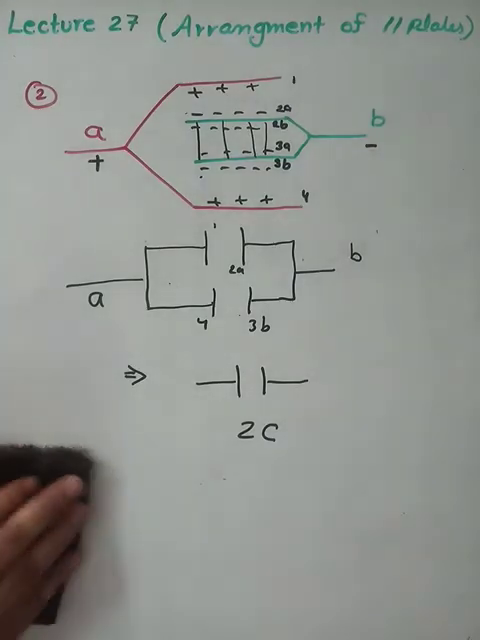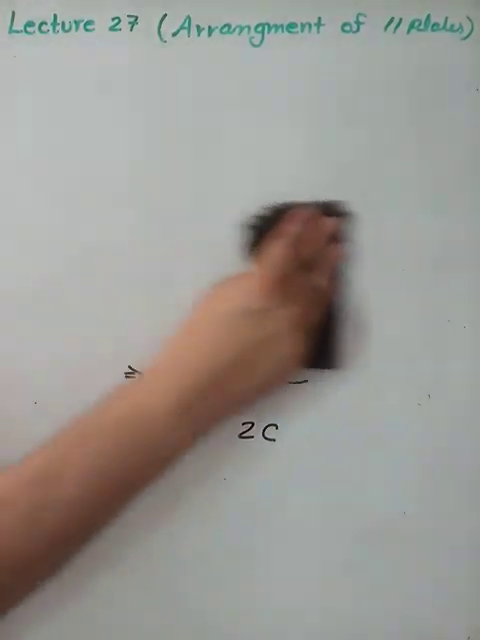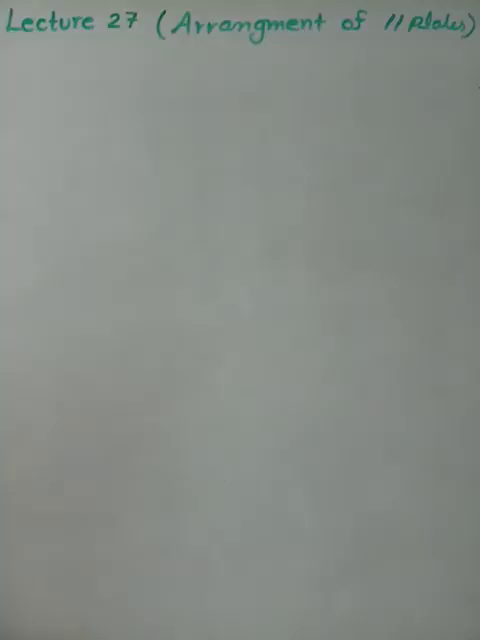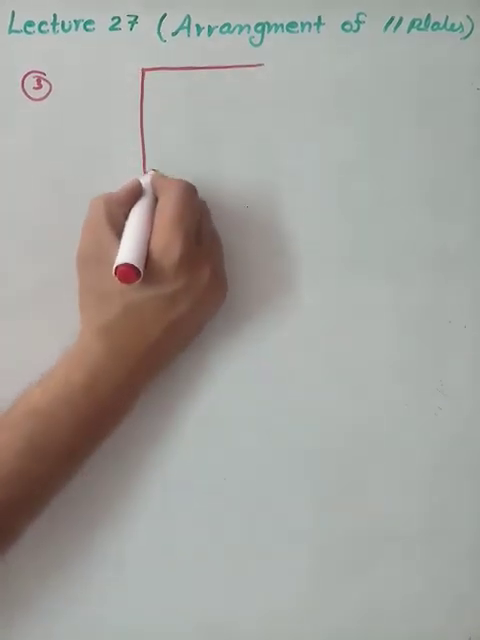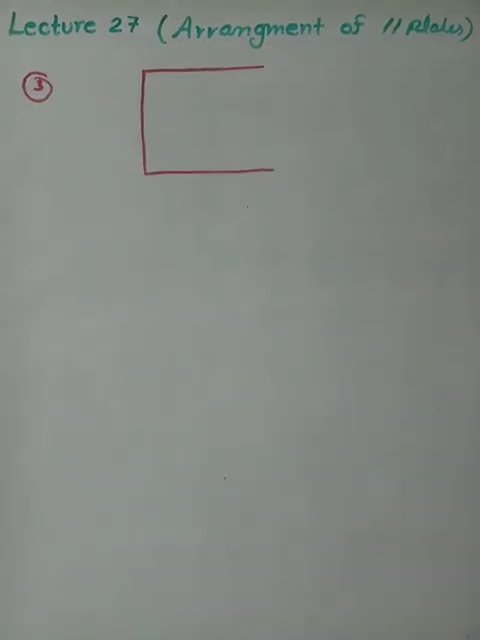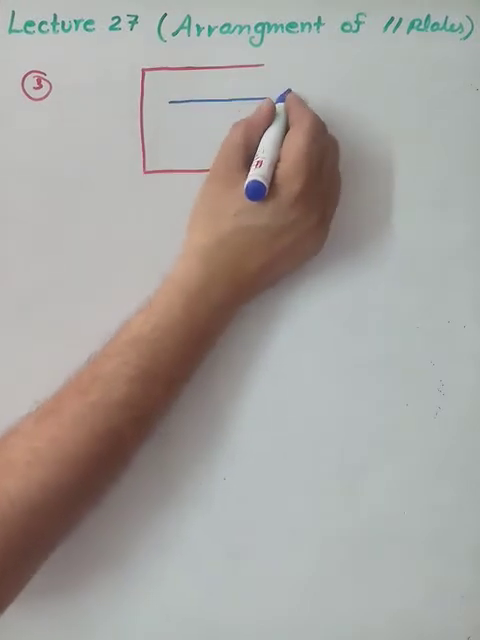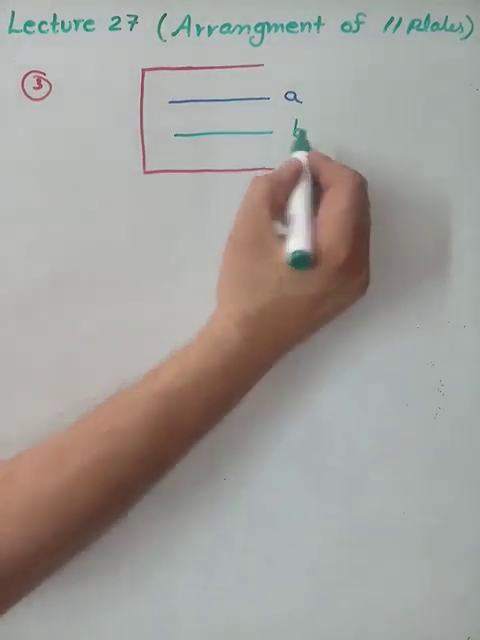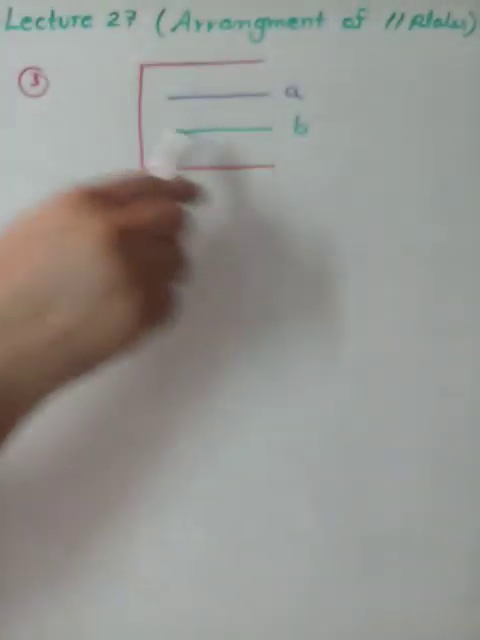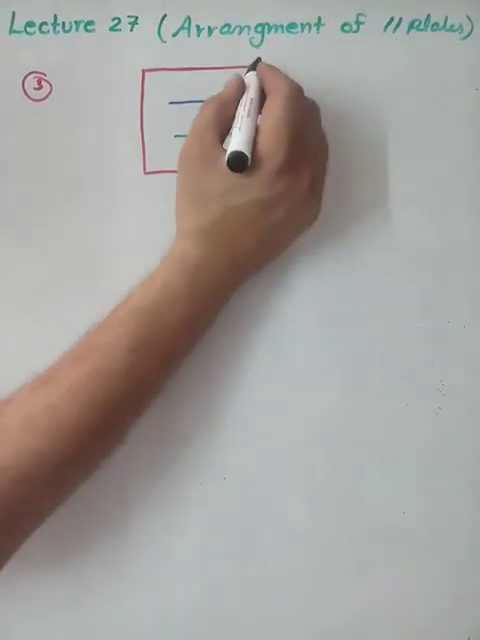Now next we come to question number 3. Let this plate be A, and this plate be B. Then what this U shape shows is a connecting wire, conducting plates, but they are neither connected with A nor with B.